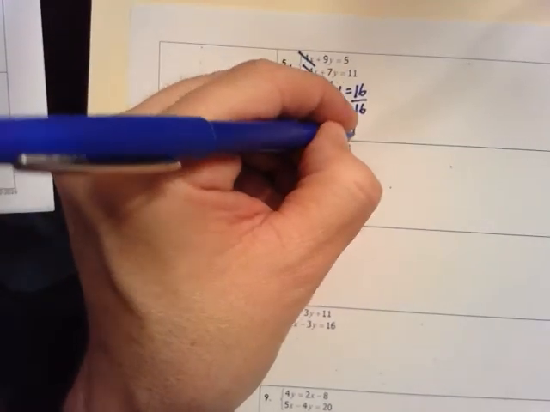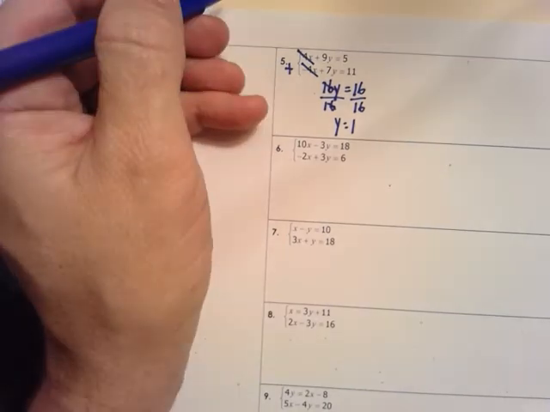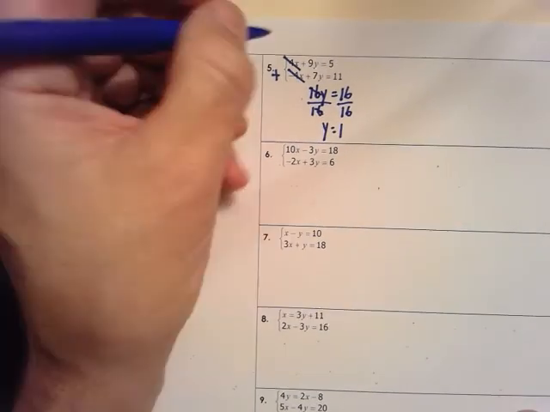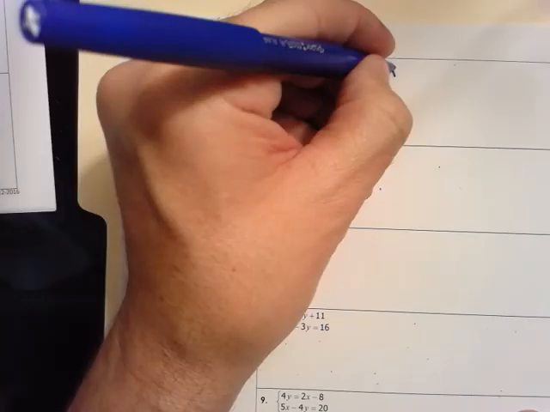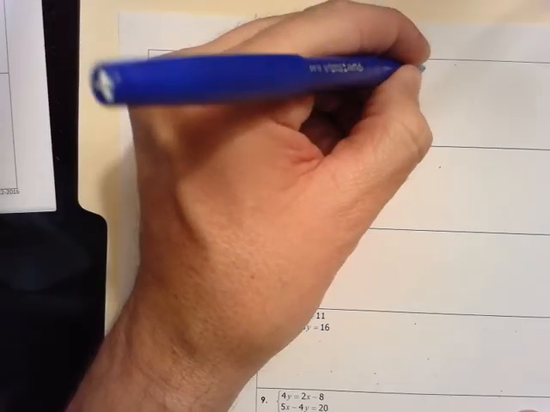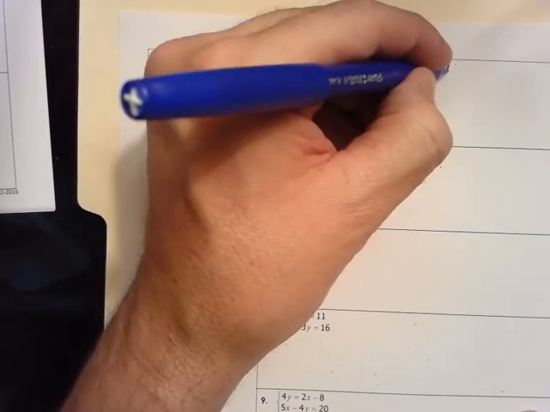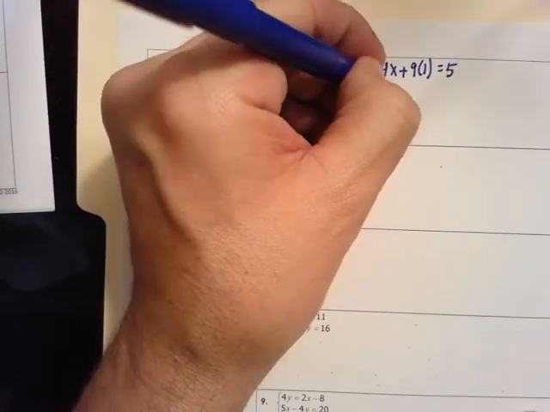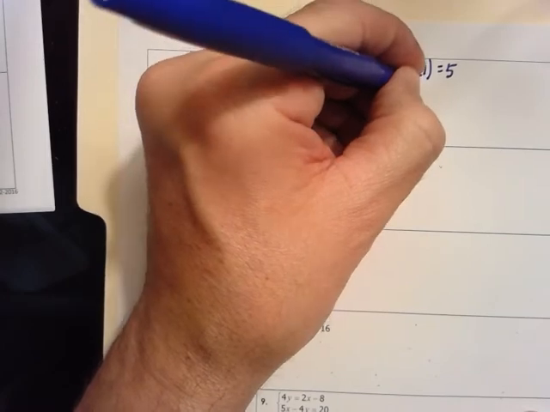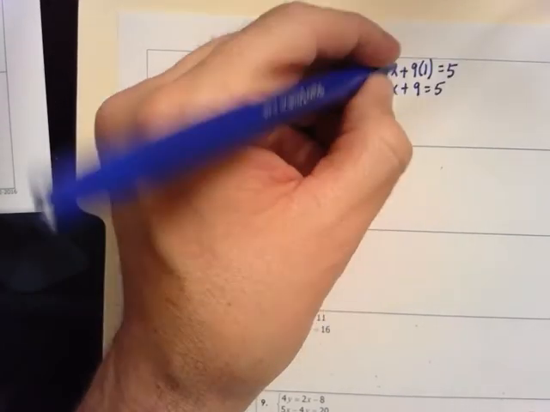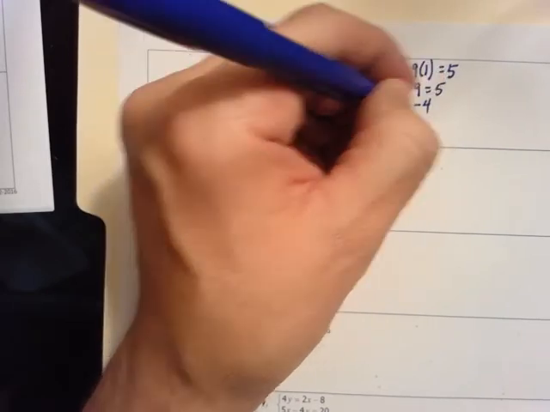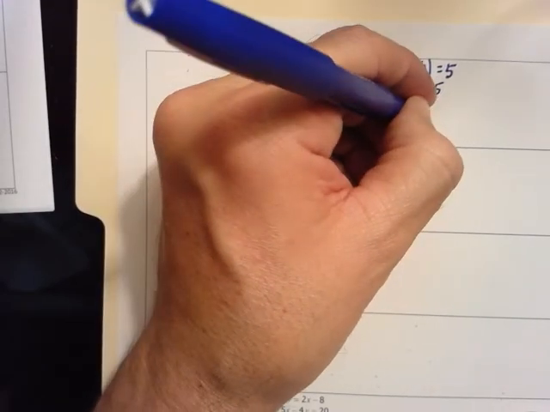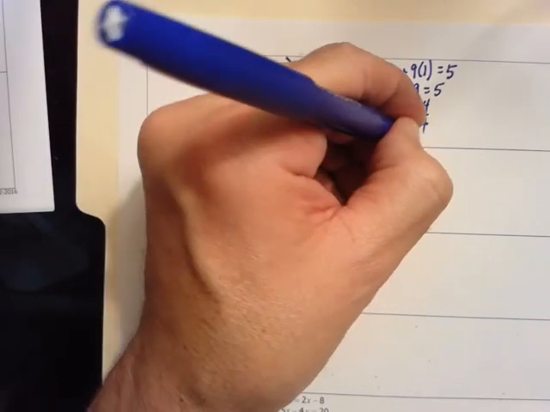Plug this into the equation, and you'll see that 4x plus 9 times 1 is equal to 5. And to solve this equation, we'll go ahead and multiply out and get 9. And then we'll subtract 9 from both sides. And that'll give me 4x equals negative 4. Divide both sides by 4. I get x is equal to negative 1. That gives me a coordinate pair of negative 1 comma positive 1.